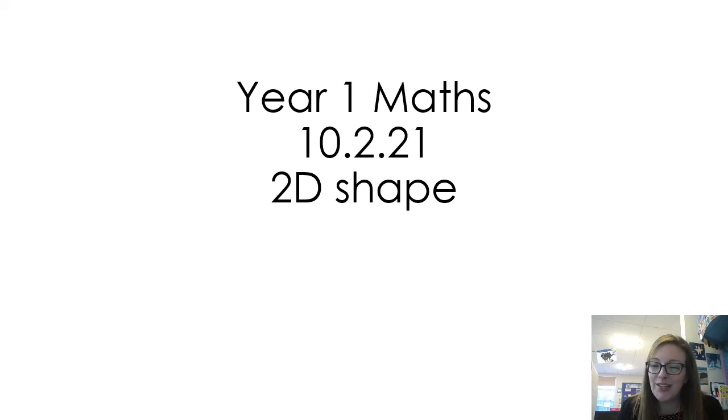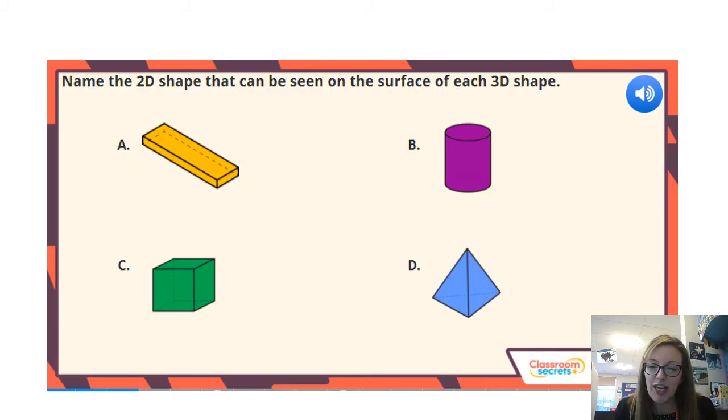Good morning, Year 1. Today we're going to be looking a little bit more at 2D shapes, and we're going to be thinking about how we can sort 2D shapes into different groups. So first, a little challenge for you to get your brains warmed up. Can you name the 2D shape that you can see on the flat face of these shapes? So have a look carefully at these 3D shapes and see if you can find a 2D shape that is on one of the faces.